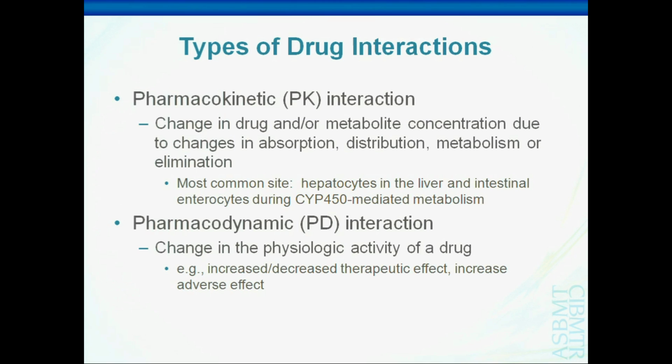An example of a pharmacodynamic interaction would be a patient that's on cyclosporin and on an aminoglycoside. The combination of both of these increases that patient's risk for nephrotoxicity, as these are both adverse effects of those agents. But for the remainder of this talk, I will be focusing only on pharmacokinetic interactions in transplant.